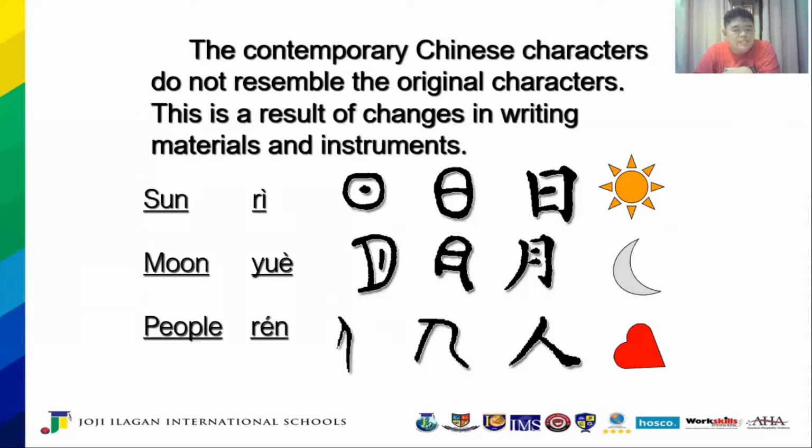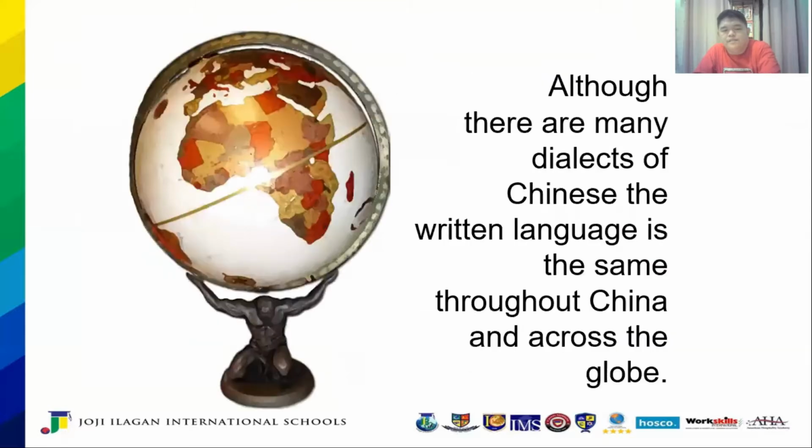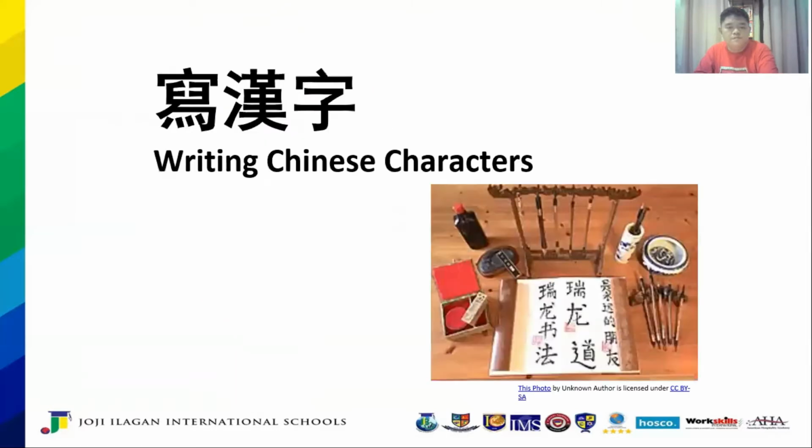So contemporary Chinese characters do not resemble the original ones dating back to the oracle bones. This is a result of the changes in writing materials and instruments, from oracle bones, scapulas or tortoise shells, to now using brushes and paper. Again, I mentioned this before. Although there are many dialects of spoken Chinese, the written language is still the same. The writing system is still the same throughout China and across the globe.